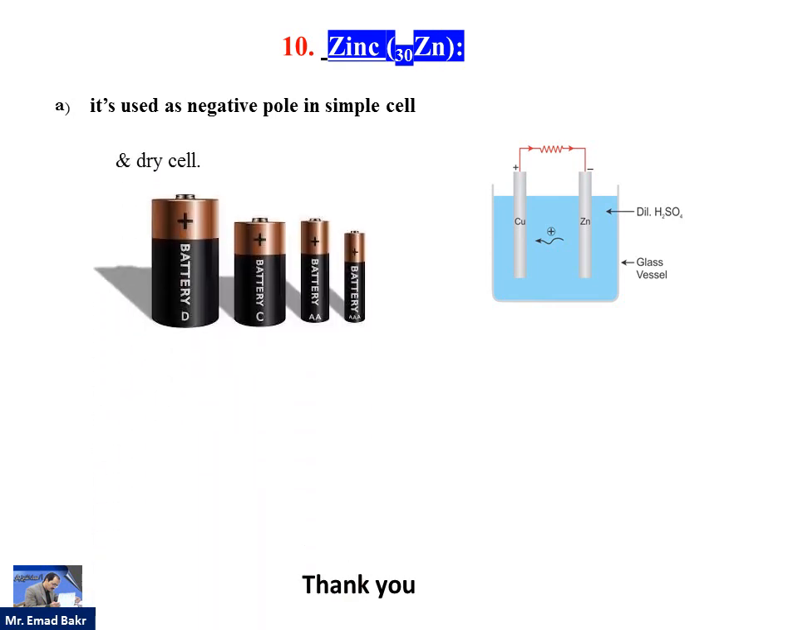It's used in the dry cell, of course, as a negative pole. Next, it's used in galvanization of metals to protect them from corrosion. Let's say iron can be covered by molten zinc, and this process is called galvanization, to protect iron from corrosion. This is a kind of protection of metals from corrosion.